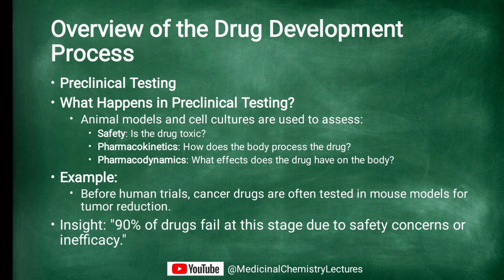Example in action. Before cancer drugs ever reach humans, they are tested in mouse models to see if tumors shrink. A pivotal moment in drug development. Did you know? Here's the tough truth. 90% of drugs fail at this stage. Yes, 90%. Safety concerns or lack of efficacy stop them in their tracks. Each step is a testament to precision, innovation, and unwavering commitment to saving lives. That's the power of drug development.